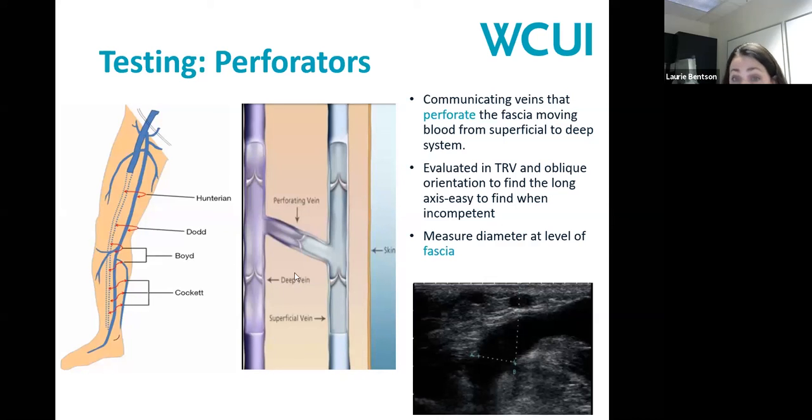There are valves. There's valves in the perforators, there's valves in our deep system, and valves in our superficial system. When the perforators are incompetent, they're pretty easy to see. They're very obvious, they're very dilated, and we typically want to measure the diameter of those perforators at the level of the fascia there, and we also can assess the blood flow to determine if there is reflux.